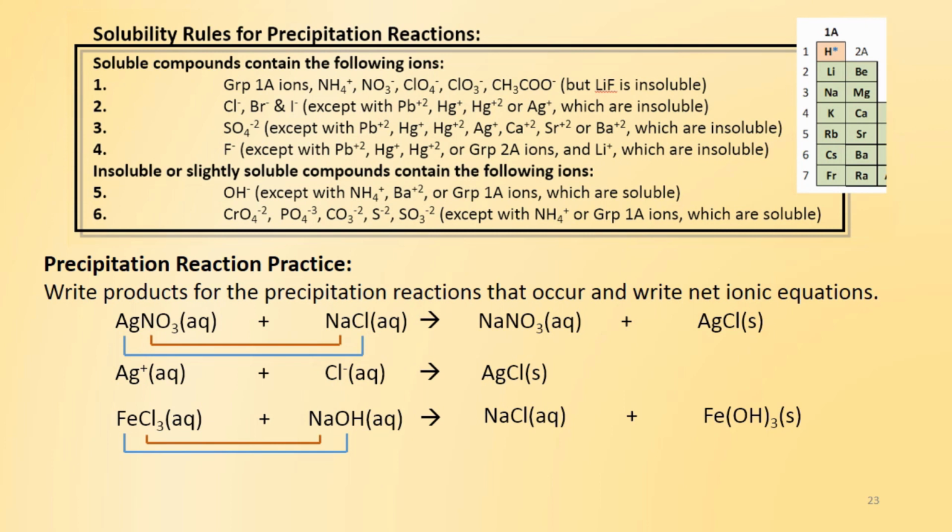Now this equation is not balanced. I can see 3 hydroxides on the right and only 1 on the left, and I can see 3 chlorides on the left and only 1 on the right. So if we put 3 NaCl and 3 NaOH, we will balance the equation. Let's now eliminate the spectator ions, sodium and chloride, and that would give us the net ionic equation of iron 3 ion combining with 3 hydroxide ions to give us Fe(OH)3 solid, and that's an insoluble precipitate.